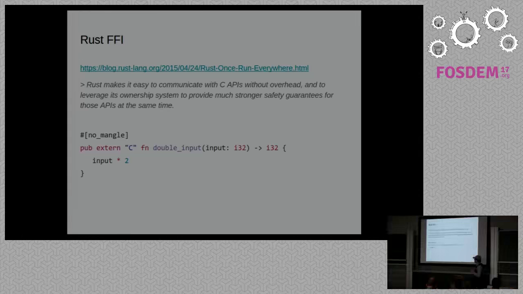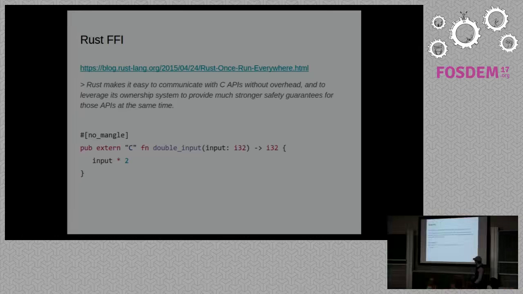So with this code, inside of any C code, if I have this Rust library, I can just call double_input, pass in a 32-bit integer, and it will work like I wrote it in C. But the nice thing is I actually get all the safety and other guarantees of the Rust library from within C, because Rust enforces those things at compile time.